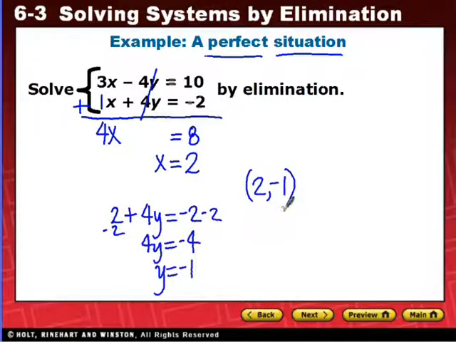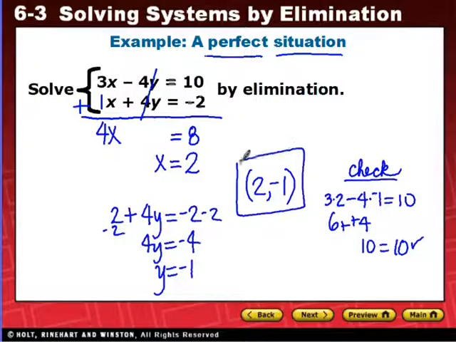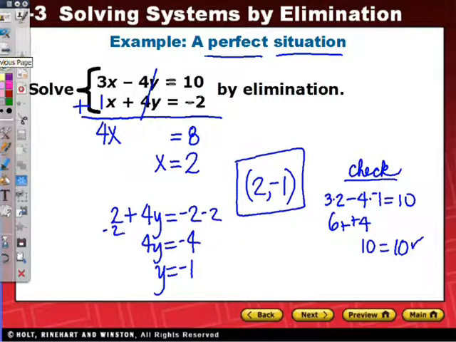Let's double check it in the other equation, the first equation. 3 times 2 minus 4 times negative 1 should equal 10. This is my check. I don't want to lose anybody. And that's 6 minus negative 4, which is 10. So I am right. Okay. Now it's always the super easiest when the equations are already beautiful for you. Now we're going to look at one where it's not quite so beautiful.